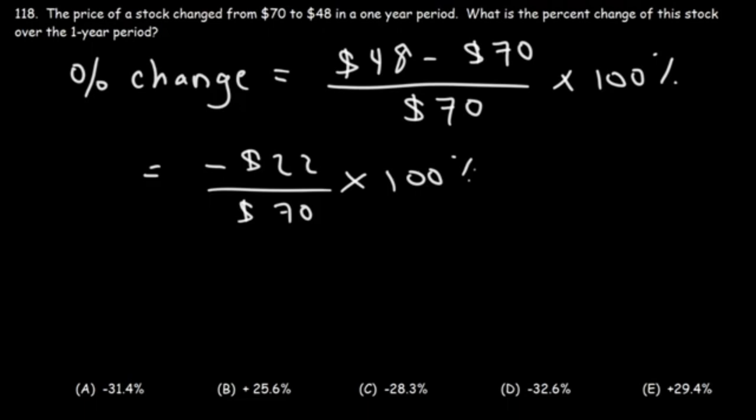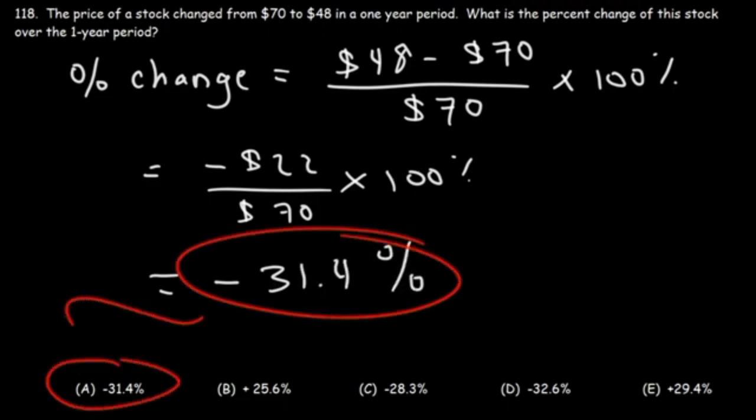So now let's divide negative 22 by 70, and then let's multiply that by 100%. So you should get negative 31.4%. And of course, this is a rounded answer. So answer choice A is correct.